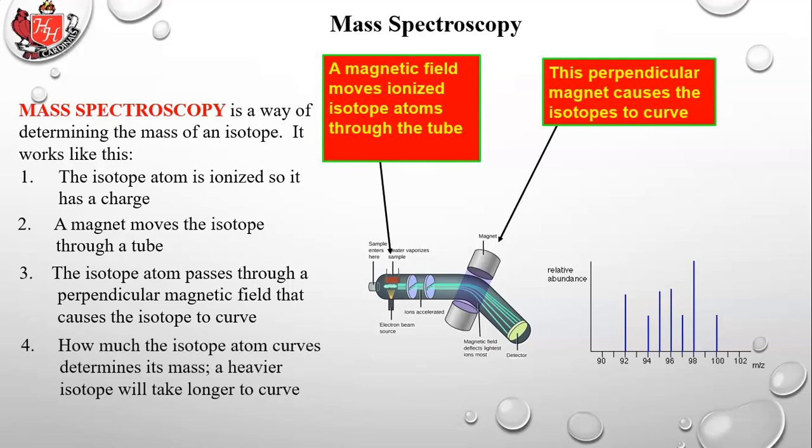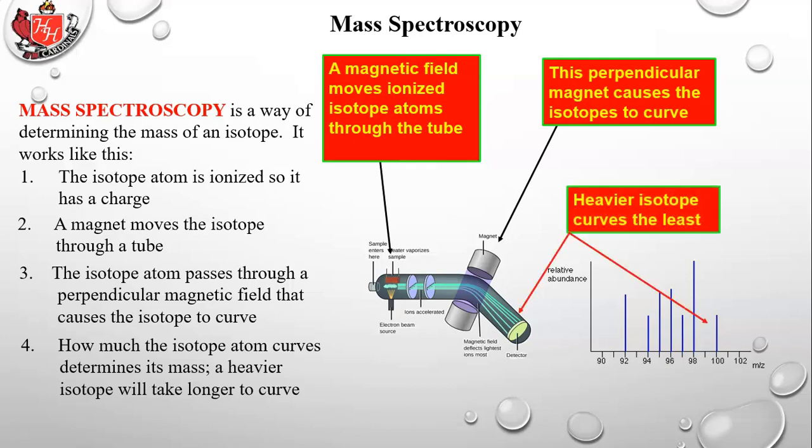And four, how much the isotope atom curves depends on its mass. The heavier isotope will take longer to curve. So if we look there, you see the light blue lines going through that tube. The one that hits highest on that plate on the bottom, that was the heaviest. It could not turn as quickly as the lighter ones, just like the truck and the motorcycle. So the heavier isotope curves the least.